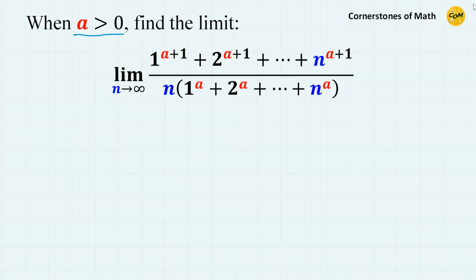When a is a positive real number, find the limit of (1^(a+1) + 2^(a+1) + ... + n^(a+1)) divided by n times (1^a + 2^a + ... + n^a) as n approaches infinity.